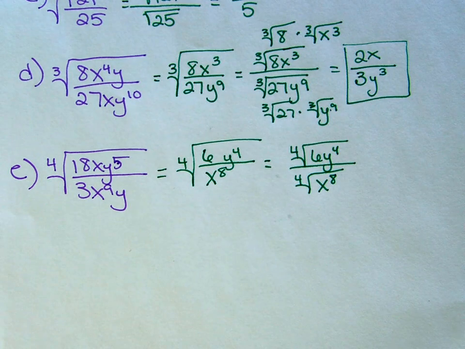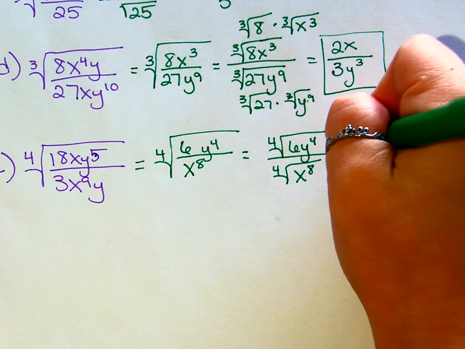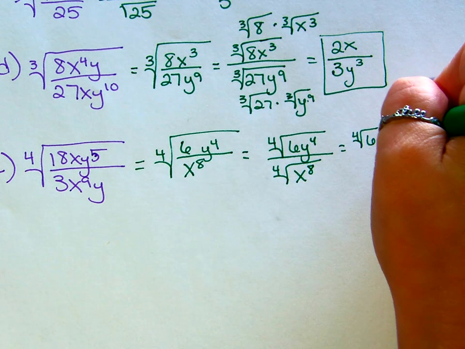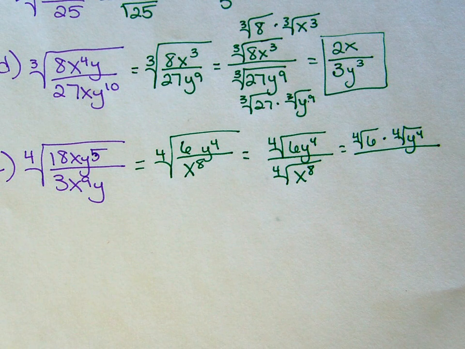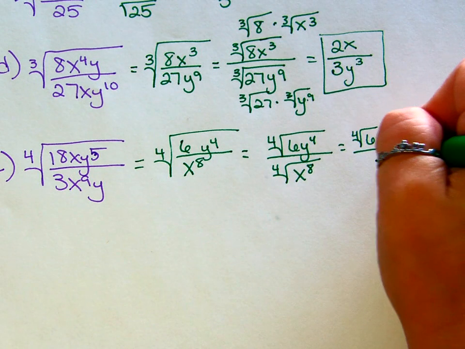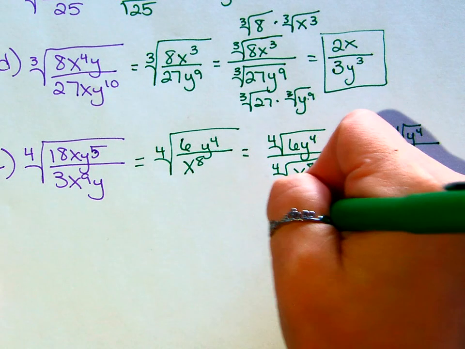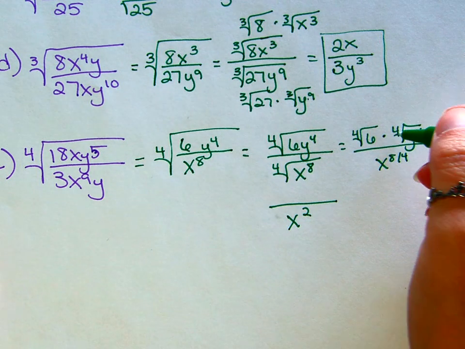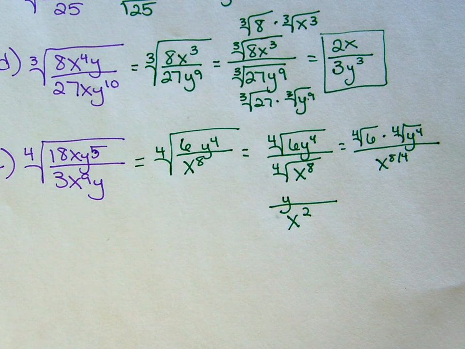The top, I would choose to further split using my product rule. 4th root of 6 times the 4th root of y to the 4th. And then on the bottom, I don't really have to do anything. I could write it as x to the 8 divided by 4 if I wanted to have an additional step there. But x to the 8th divided by 4 is x squared. The 4th root of y to the 4th is y. And if you type in the 4th root of 6, you're going to see that that doesn't work. 6 is not a perfect 4th, as we would put it, so it's going to stay underneath that radical.